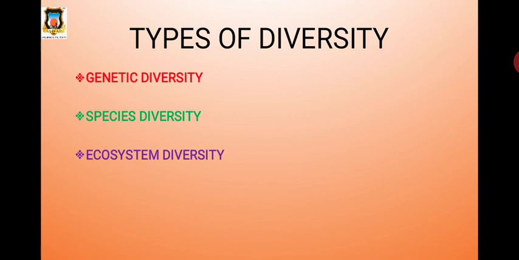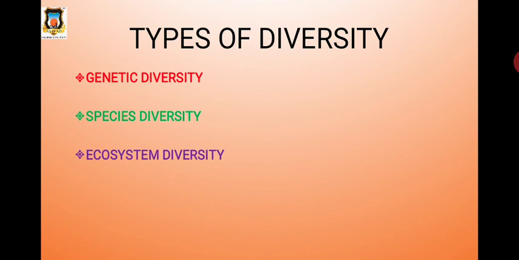Now let's start the types of diversity. Firstly, the definition of biodiversity. Biodiversity is the variety and variability of life on earth, and biodiversity is typically a measure of variations at the genetic, species and ecosystem levels.